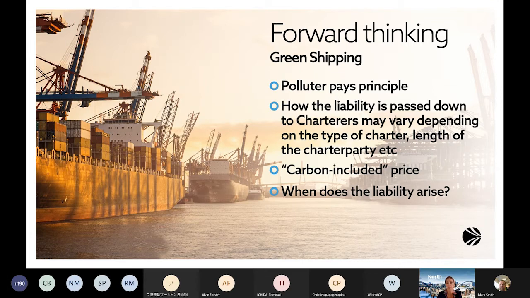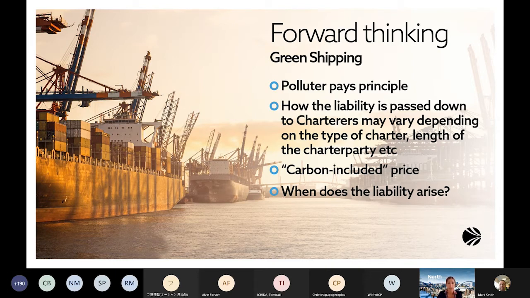However, as I believe Simon will discuss later, there is volatility with the carbon price. And so obviously settling a sum with the charterers in advance of the ultimate liability falling due could lead to the owners potentially paying more or less down the line.